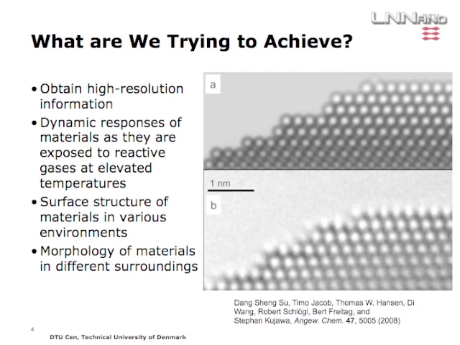So what kind of information are we trying to obtain? Well, first of all, we're trying to get high resolution information. Of course, that's really the game in transmission electron microscopy these days. Secondly, we're trying to determine dynamic responses of the materials as they're exposed to reactive gases. So, for instance, this up here is a simulation. This down here is the real image, and this is not an in situ image, by the way. It's just a standard aberration corrected image. But how would this surface change? How would these steps and kinks change when exposed to different reactive gases and at different temperatures? So again, surface structure of materials in various environments, and also the morphology of the materials, how it changes.